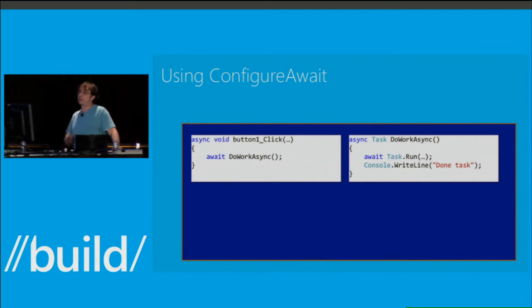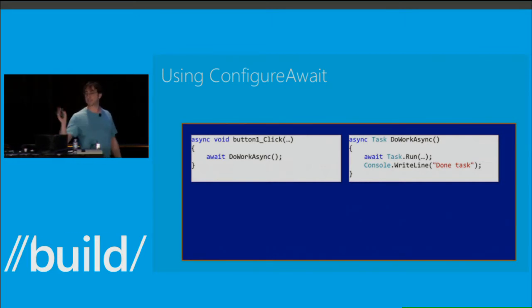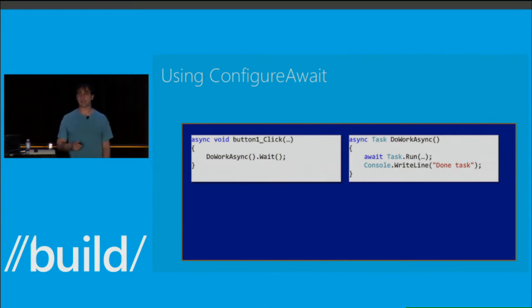So why is that? Well, let's say I had this do work method that said await task.run, and then printed out something to the console. And I had a caller that awaited do work async. So that's the way it should be written. But let's say it was written as do work async.wait instead.